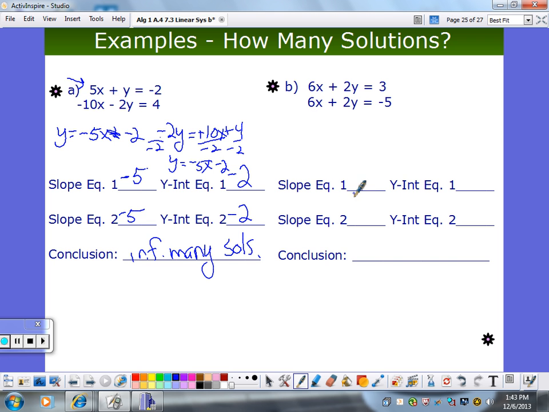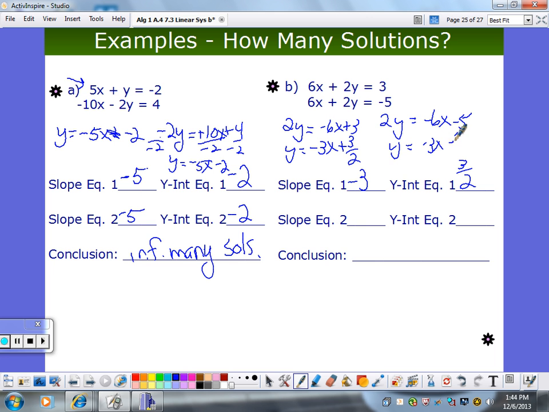We can do that for this guy too. 2y equals -6x plus 3. y equals -3x plus 3 halves. Let's do the other one. Just solving for y here. I'm doing a little bit quickly, but you're doing all the dividing and multiplying. -3, -5 halves.